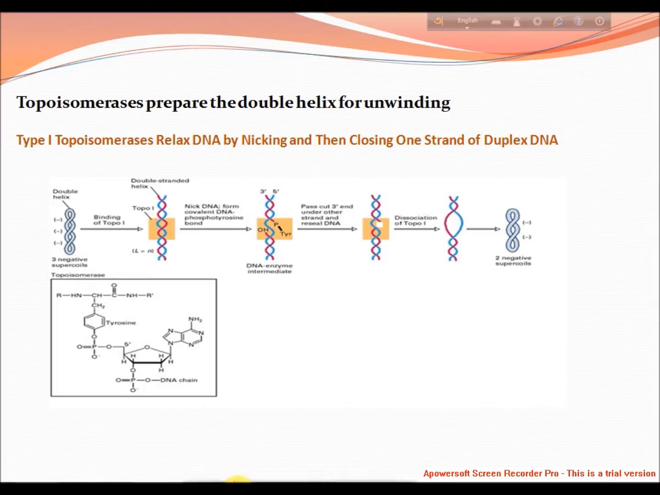Now I come to the topic of the topoisomers. Supercoiling prepares the double helix for unwinding. Most naturally occurring DNA molecules are negatively supercoiled. Negative supercoiling arises from the unwinding, or underwinding, of the DNA. In essence, negative supercoiling prepares DNA for processes requiring separation of the DNA strands, such as replication. Positive supercoiling condenses DNA as effectively, but it makes strand separation more difficult.